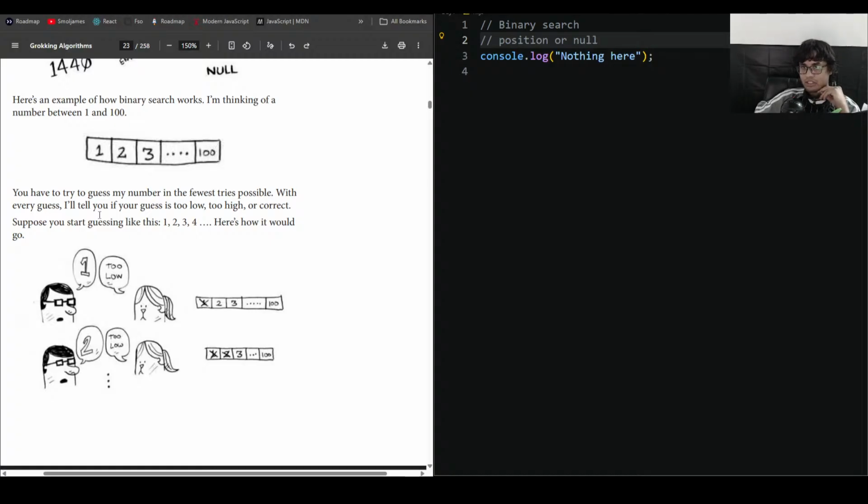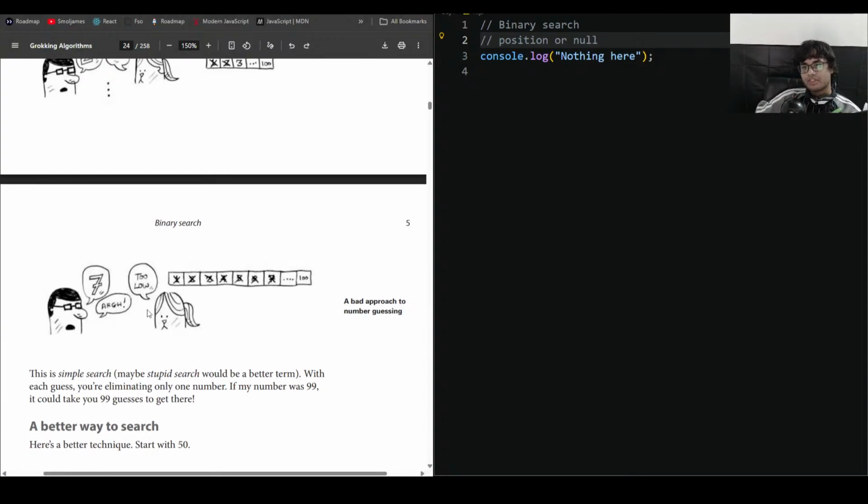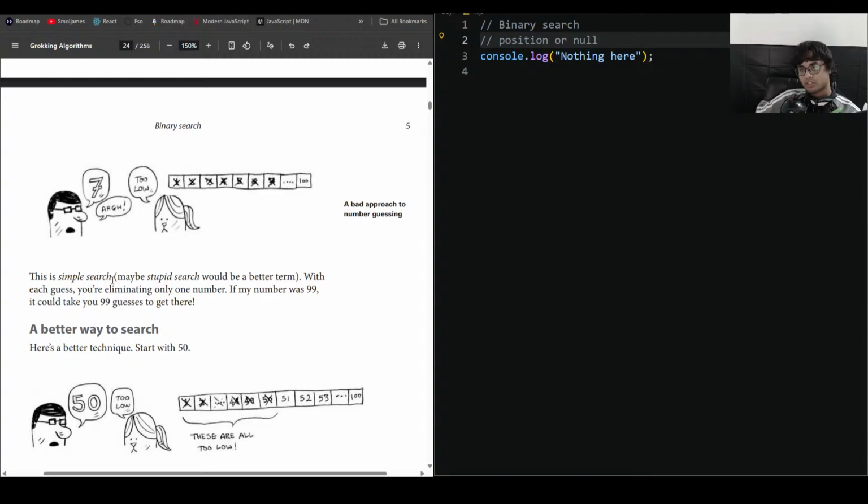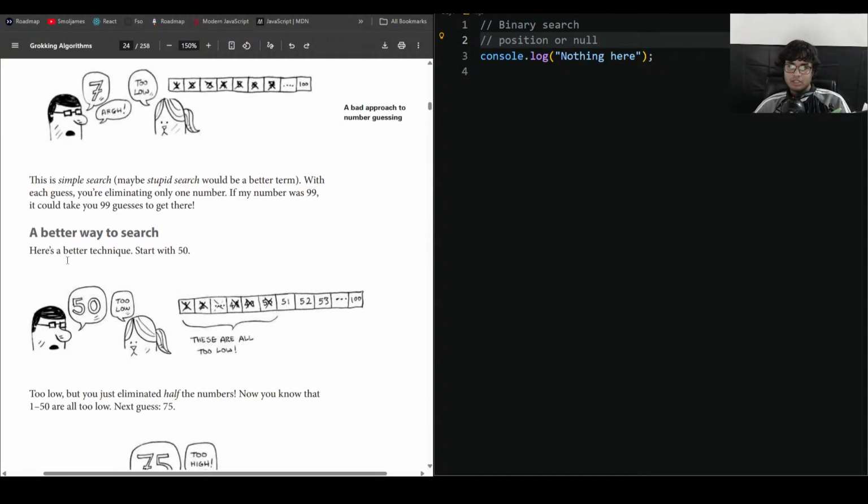Suppose you start guessing like this: 1, 2, 3, 4. Here's how it would go: 1, too low; 2, too low; 3, too low. A bad approach. This is simple search. Maybe stupid search would be a better term. With each guess, you're eliminating only one number. If my number was 99, it could take you 99 guesses to get there.